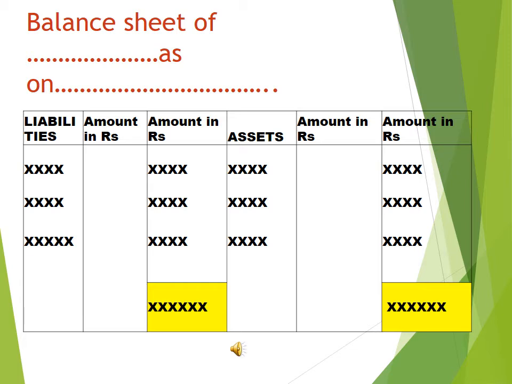So the last column I have shown in yellow color, that should be the same. That is, the amount under liability and the amount under asset should be the same. That is why it is said that assets and liabilities should tally each other. This is the meaning of tally. The same amount should be there for asset and liability once you finish off the balance sheet.